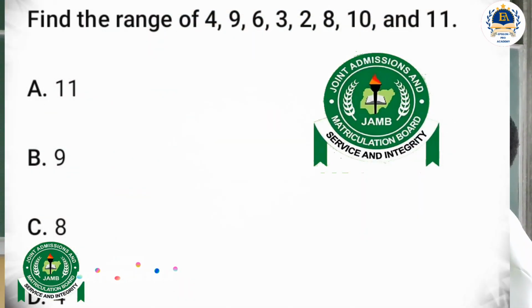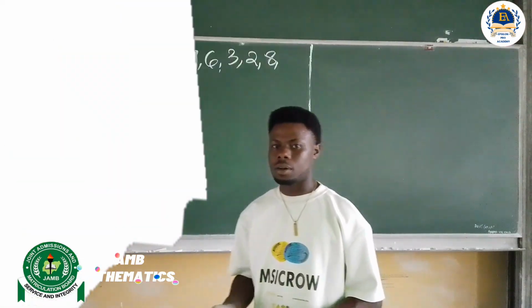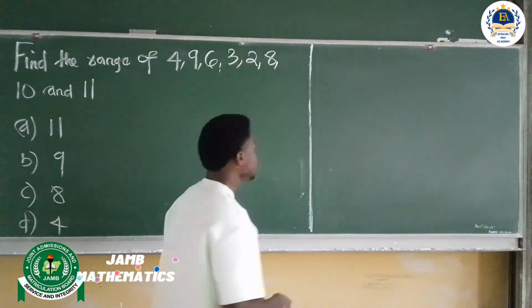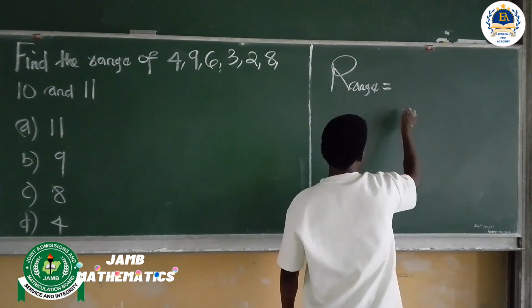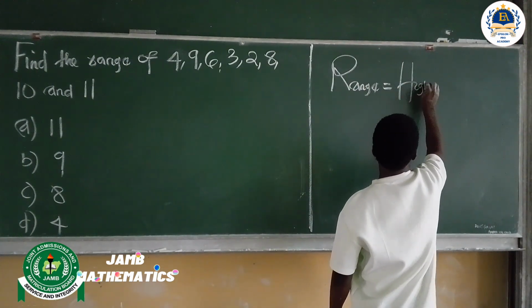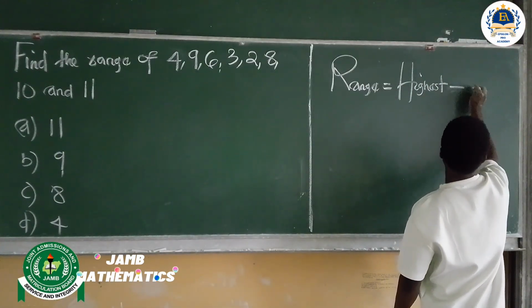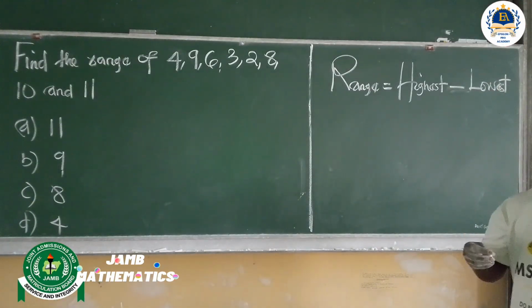Find the range of 4, 9, 6, 3, 2, 8, 10, and 11. Option A, 11, B, 9, C, 8, and D, 4. To determine the range of a set of numbers, what we have to do is to apply the formula. And the formula is range is equal to highest value minus the lowest. The highest minus the lowest.